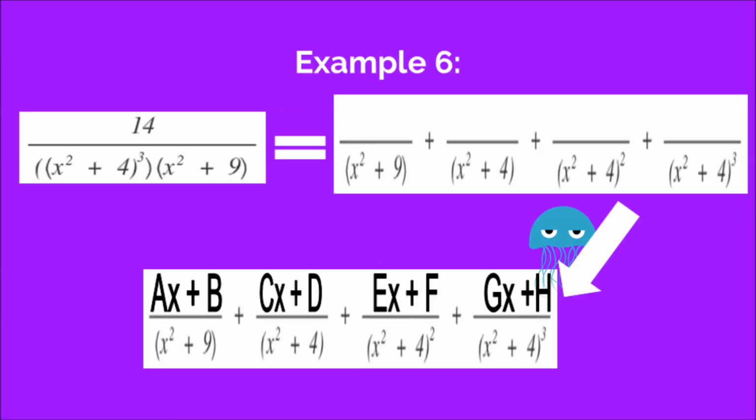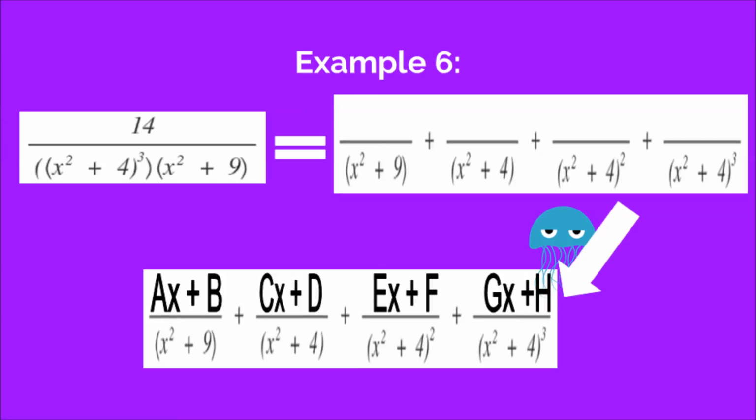In this situation, x squared plus 4 is raised to the power of 3, so that means we need to start at x squared plus 4 raised to the power of 1, add that to x squared plus 4 raised to the power of 2, remembering building up, and we have to add that to x squared plus 4 raised to the power of 3, stopping there since that is the exact same as what it is in the base equation.